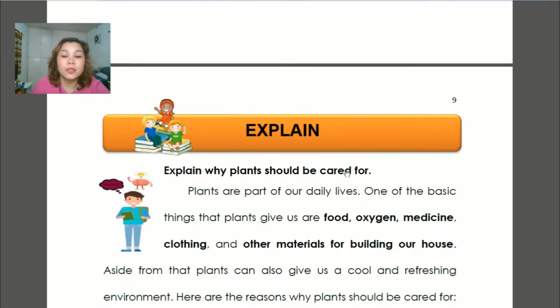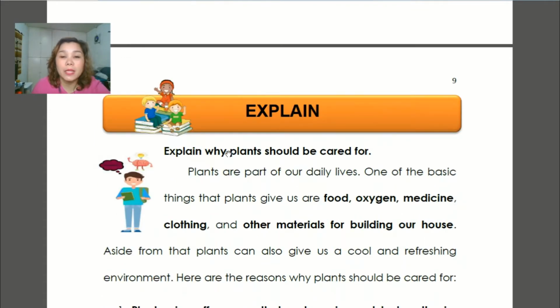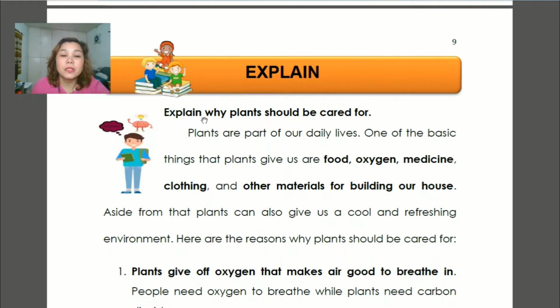Next one. So this is under explain. I'll go over the text first. Explain why plants should be cared for. Plants are part of our daily lives. One of the basic things that plants give us are food, oxygen, medicine, clothing, and other materials for building our house. Aside from that, plants also give us a cool and refreshing environment. Here are the reasons why plants should be cared for.